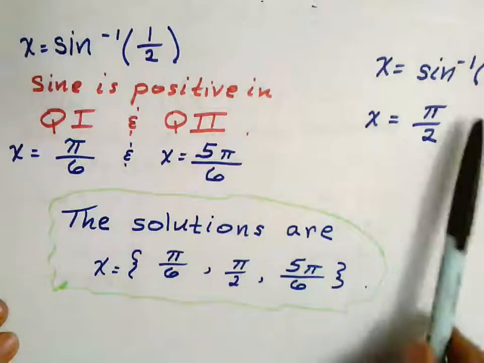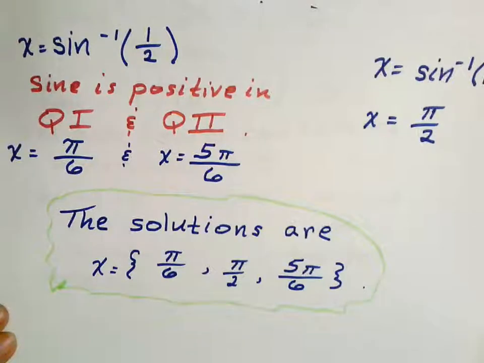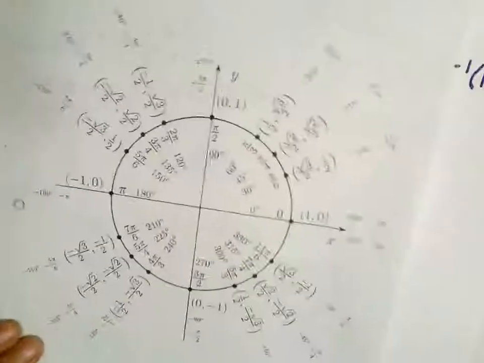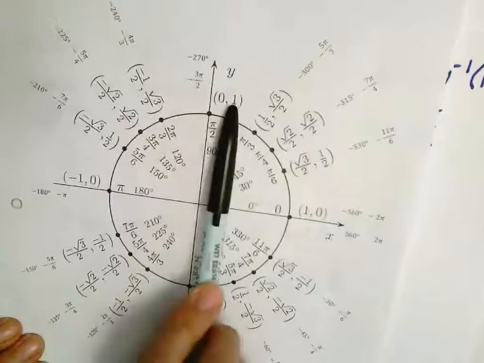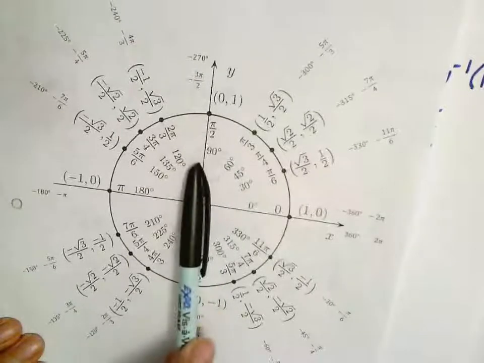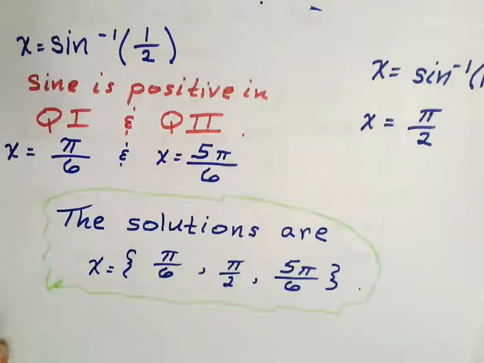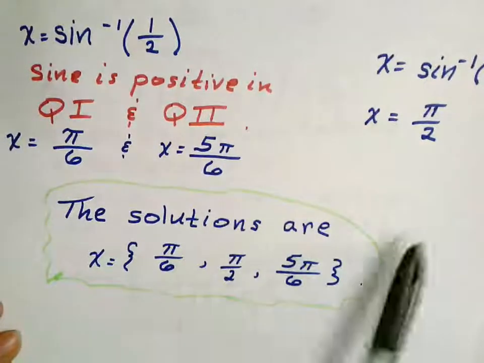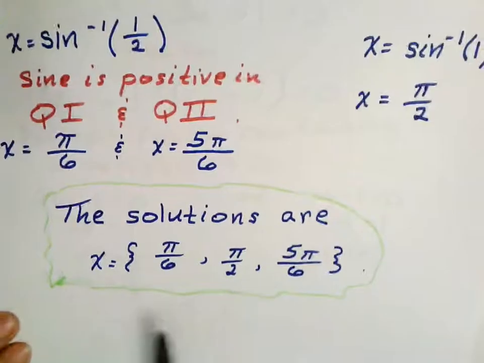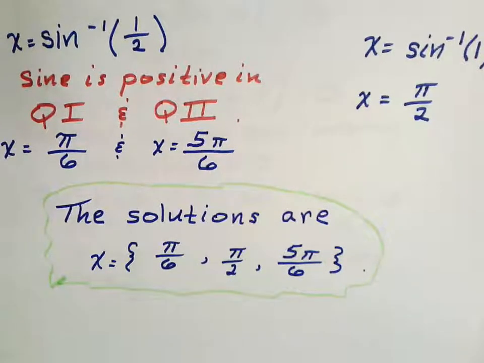Now we're looking for an angle whose sine is 1. So we go back to our unit circle. You see right here, the y-coordinate is 1, so the sine of pi over 2, which is the same thing as 90 degrees, is equal to 1. So we have our three solutions here: pi over 6, pi over 2, and 5 pi over 6.